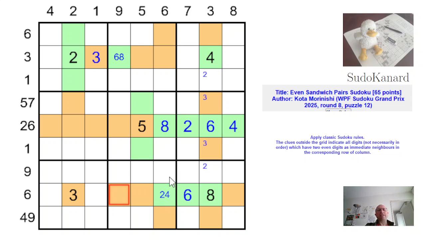What I mentioned about 6 earlier means that one of those two will be even. If 6 is here, then this is even. If 6 is here, then this is even. And if 6 is here, then this is even. So there will always be an even digit in here, which means that those two here must be odd. And now the only place for 9 in this column is here.